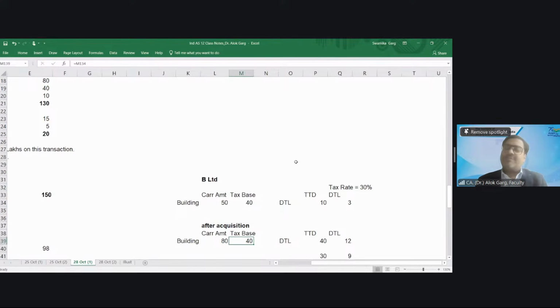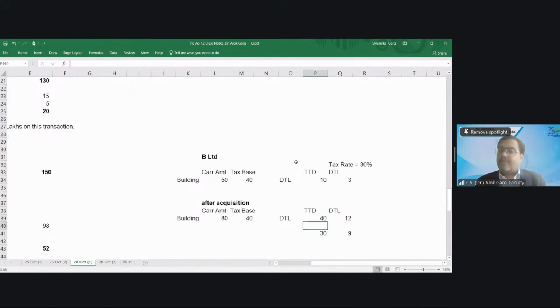So in the same situation, tell me, when this 50 becomes 80, how much is the difference between the carrying amount and the tax base after acquisition? The difference becomes 40, right? Earlier, what was the difference? Sorry, earlier the difference was 10. Now the difference is 40. So this difference has increased by 30. Earlier the DTL was 3. Now the DTL will become 12. So an accounting entry has to be passed for 9 rupees of DTL.